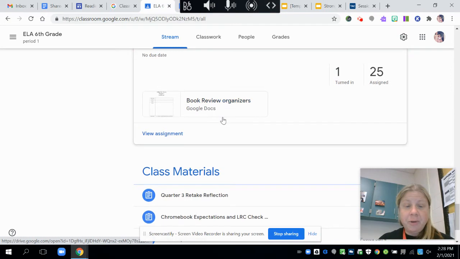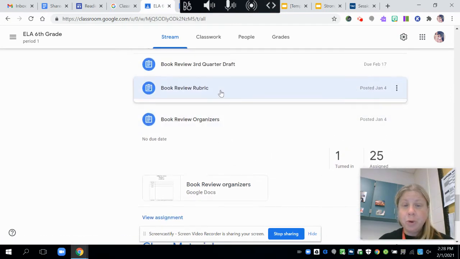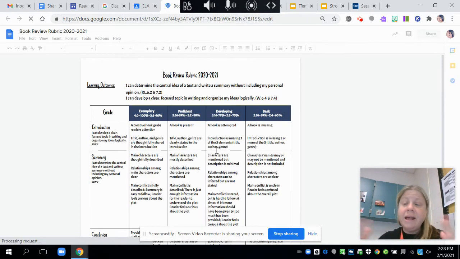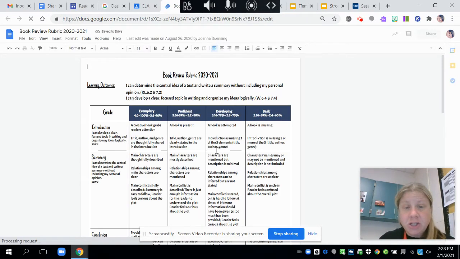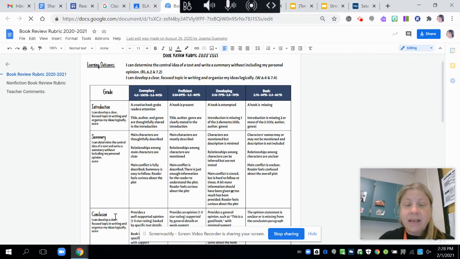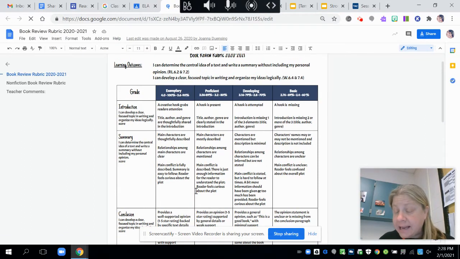I also have provided for you a rubric, so you can see how you will be graded, especially if this is your first time doing a book review. This really talks you through it. It's going to go into Home Access Center a total of 4 times. You're going to be graded on introduction, summary, conclusion, and then the mechanics of your writing. So, are you using a creative hook? Are you really describing your characters? And are you providing a well supported opinion?